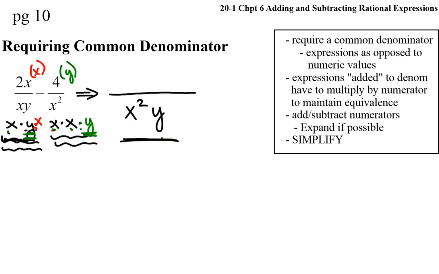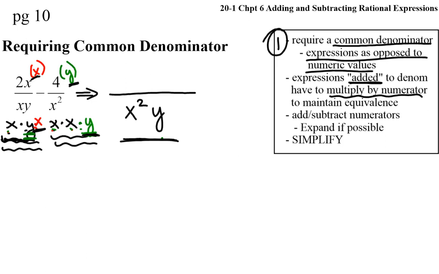What am I now left with up top? Because this first step requires a common denominator, the expression as opposed to just a numeric value, we don't just have a 4 or a 12. But any added part to the denominator has to multiply by the numerator, which is what we did. Had to put in an x, we times an x, we times an x. Had to put in a y, we times the y, we times the y.